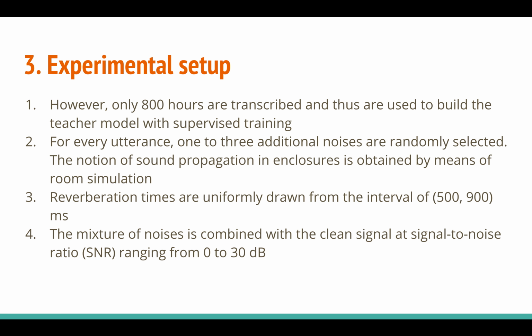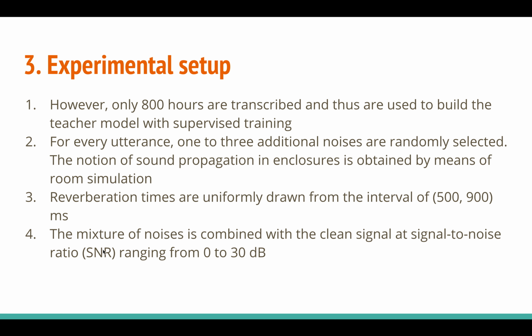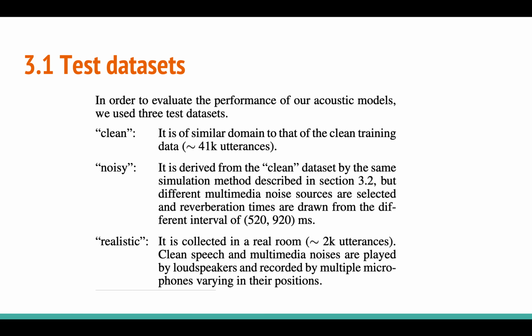Then you take every utterance and add one of 3 additional noise sources. The noise sources are room impulse responses and reverberations, which run from 500 to 900 milliseconds. Then different noises are added at different signal to noise ratios, from 0 to 30 dB. So that is the training data, and for testing they are using 3 different test sets.